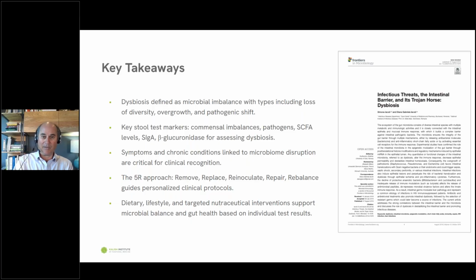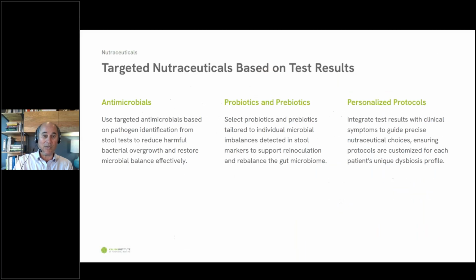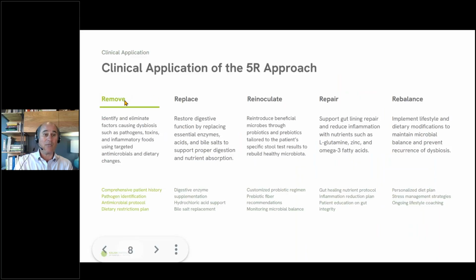And let me show you this. You're supposed to know this too. You kind of do have to know this. So here again, remove: you're identifying and eliminating the bad things, the pathogens, etc. Replacing, you're putting the good things back. That's the enzymes, the bile salts, all these things. Reinoculating, that's prebiotics and probiotics. Repairing, that's repairing the damage to the gut lining. And then rebalance is the lifestyle, okay?